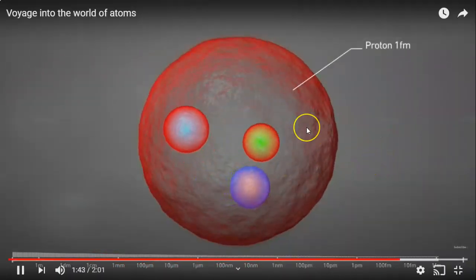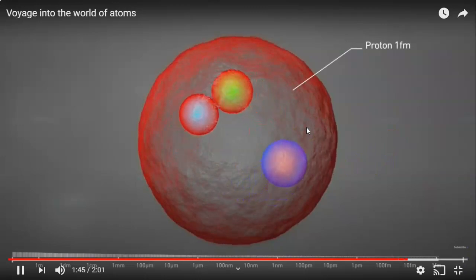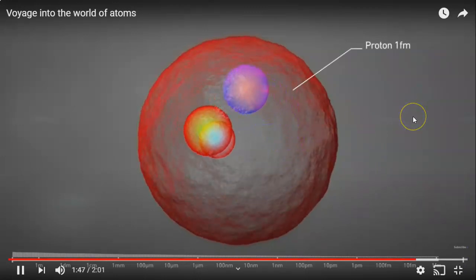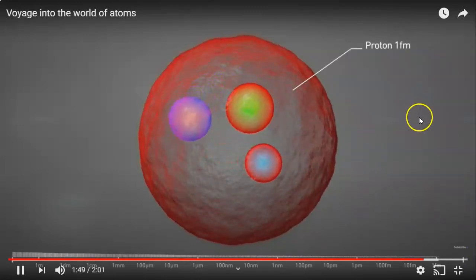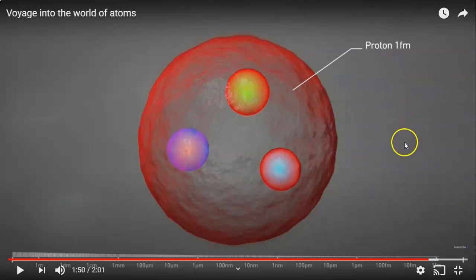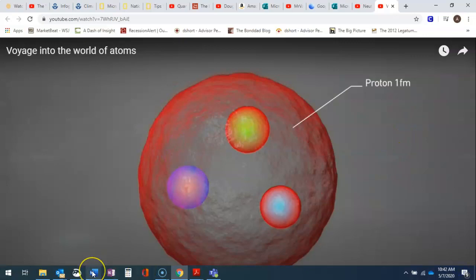And what makes protons and neutrons, those are called quarks, more recently discovered. But anyway, that is that. Let's go back.